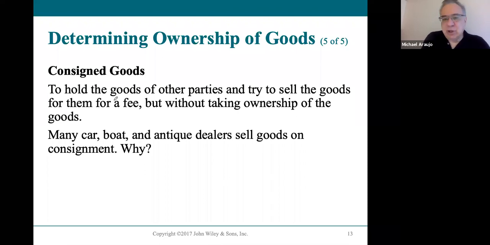What hasn't been talked about yet is something called consigned goods. With consignment, a company will have inventory that's not their own. They don't own it, but they're selling it on behalf of some third party, and they take a fee for that. So consigned goods are not owned by the company that has the goods in the store.